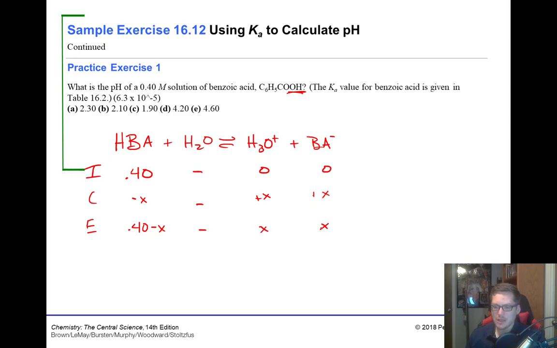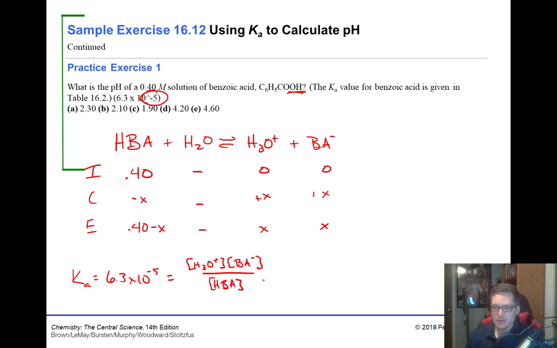so this would become x and x. So our Ka is equal to 6.3 times 10 to the minus fifth. Now notice that this times 10 to the minus fifth is much, much, much smaller than this 0.40. It's 1,000 times smaller, so that means we can neglect this x. So what this becomes then, this on top will be our hydronium concentration, this will be our benzoate concentration, and down here will be our benzoic acid concentration at equilibrium.